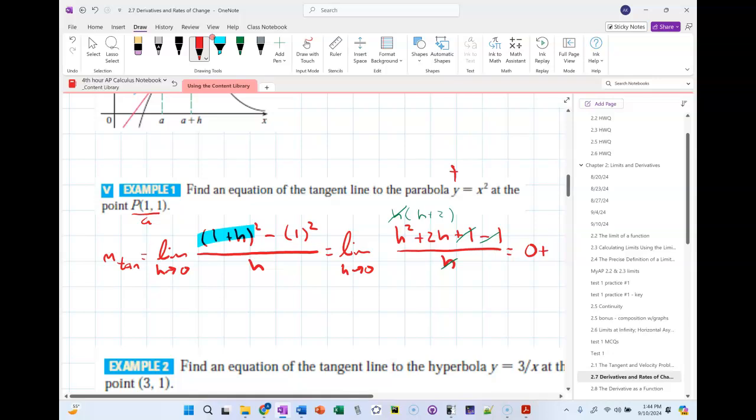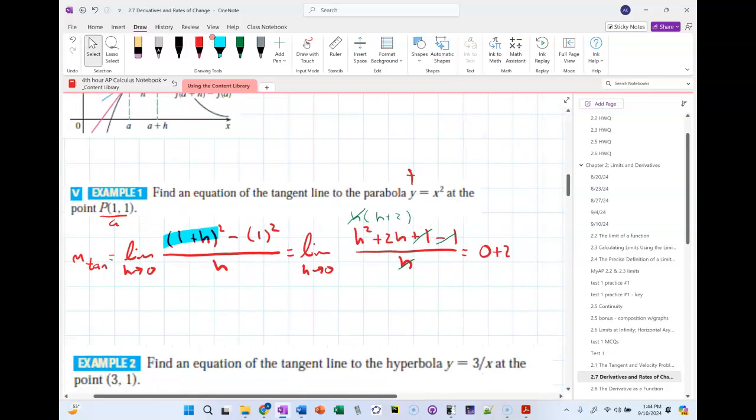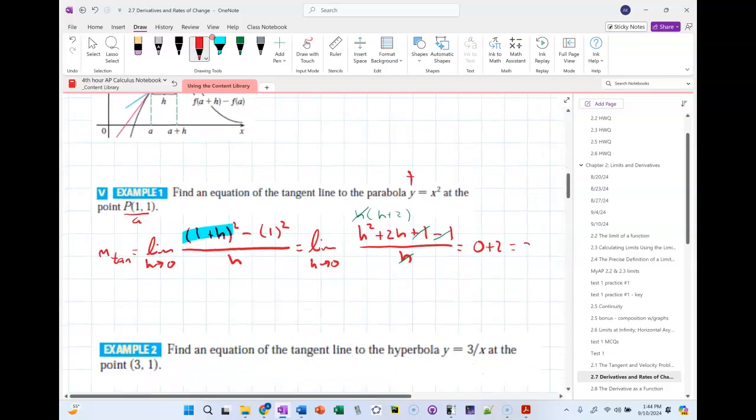And now I can do a direct substitution and just plug 0 in for h. So far, so good. Now let's write our equation for our tangent line. So I'm going to use the point slope equation for a line since I have a point and a slope.